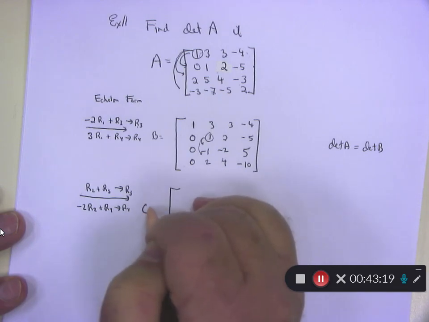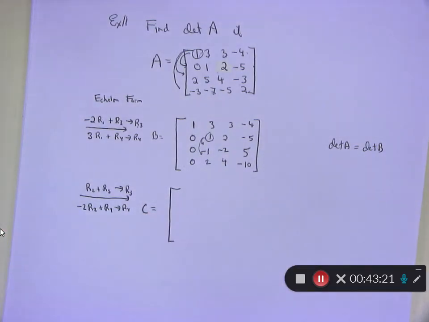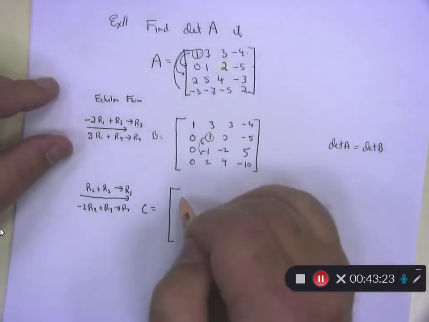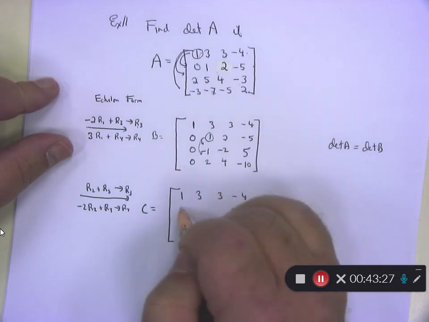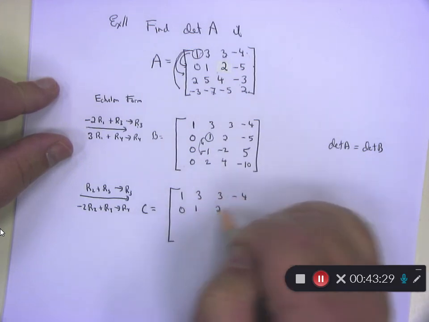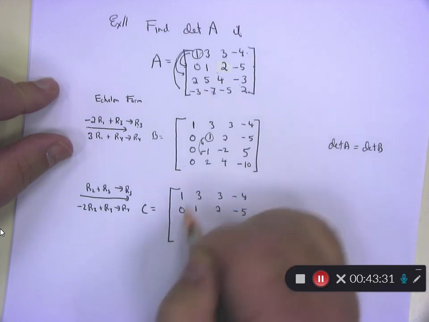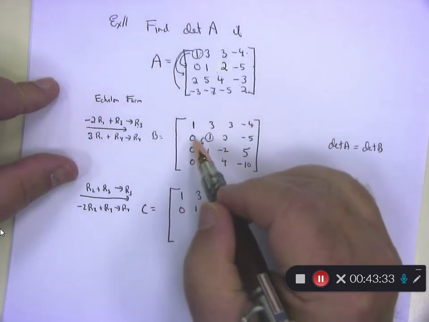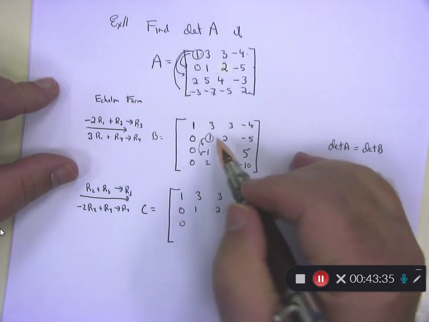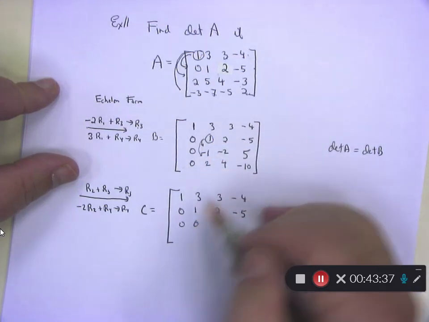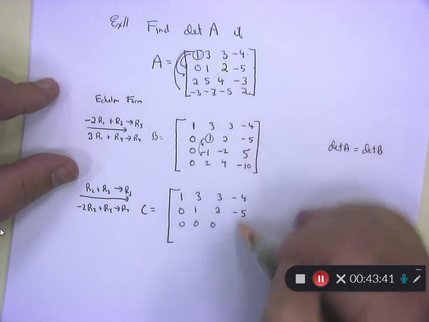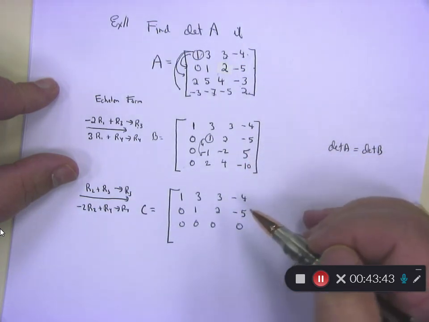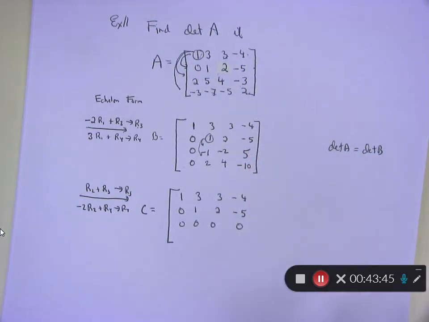So I'm going to call this C matrix here, okay? I'm going to get 1, 3, 3, negative 4, 0, 1, 2, negative 5. Here we go. 0 plus 0 is 0. 1 plus negative 1 is 0. 2 plus negative 2 is 0. Negative 5 plus 5 is 0. Okay? That's kind of nice. All right, now keep going here.